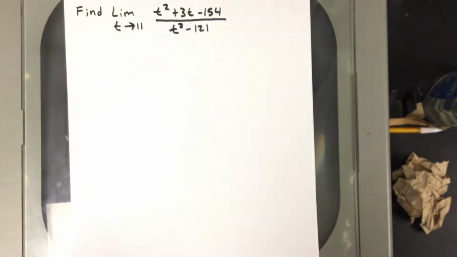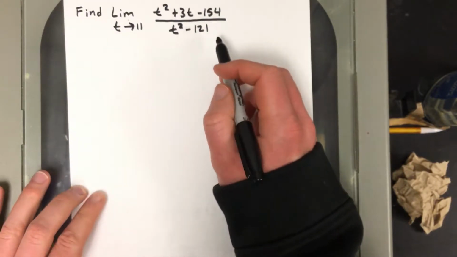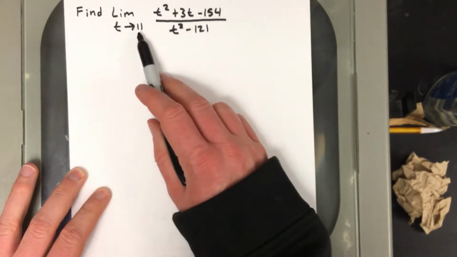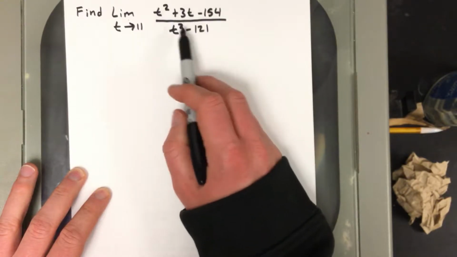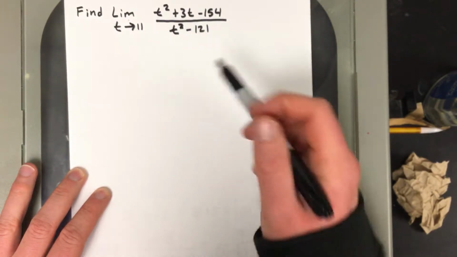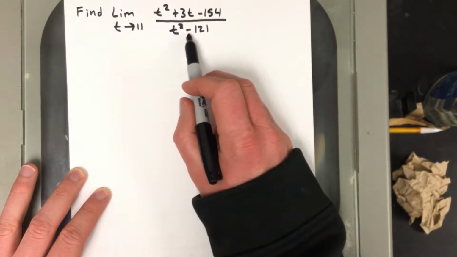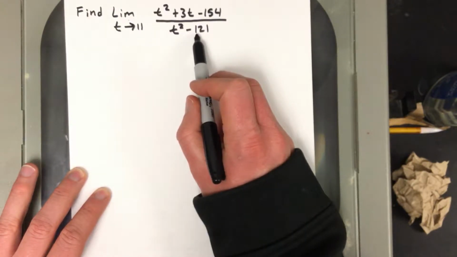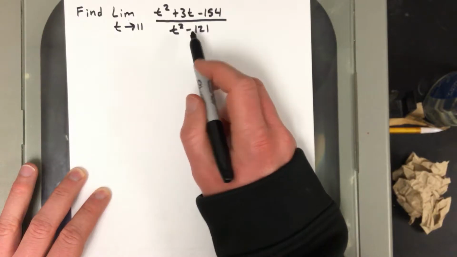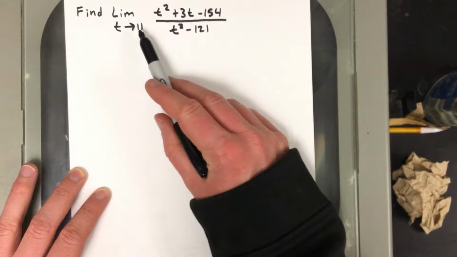Hey everyone, here's another example from section 2.2, finding a limit as t approaches 11 for this function. First thing we're going to do is check to see if we can evaluate this function at 11. If you plug in 11 and square it, 11 squared gives you 121. 121 minus 121 is 0, so you'll end up dividing by 0. So we can't start out with our normal method here, which is just plugging in 11.